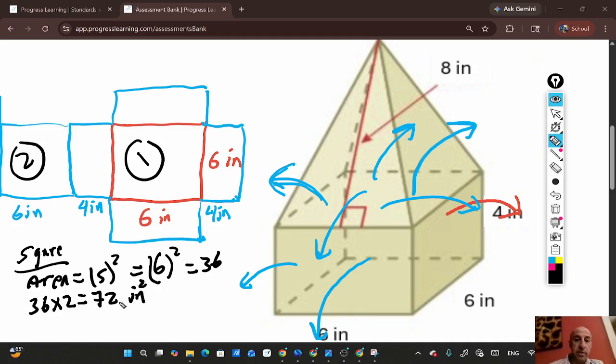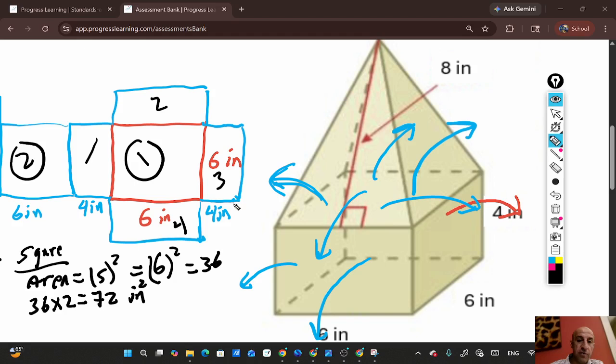What about the lateral side? The lateral side here: 1, 2, 3, and 4. Each side is a rectangle with dimensions of 4 and 6.